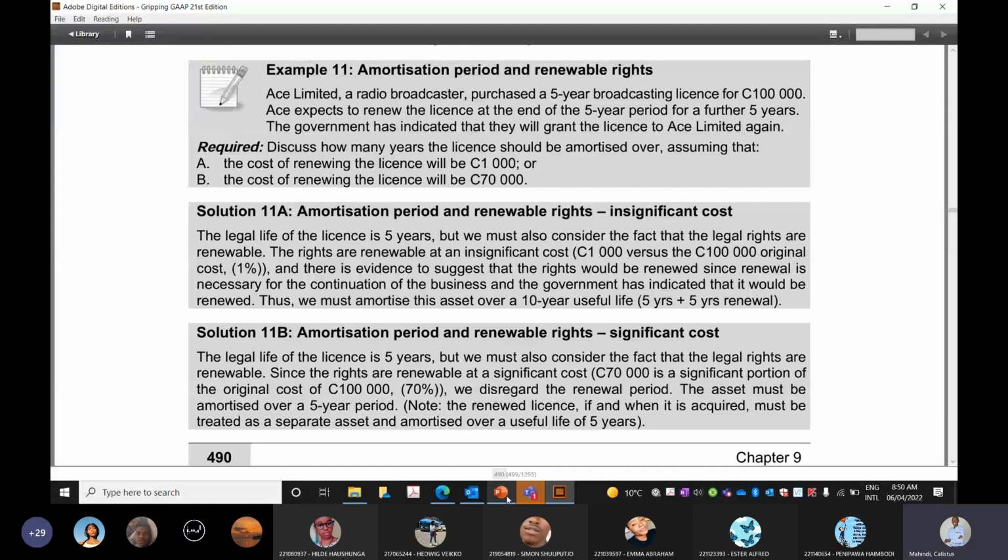If you look at the initial cost of the license, which is 100,000, that is only valid for a period of 5 years, isn't it? But we are saying that the broadcast license must actually have a useful life of 10 years because we expect it to be renewed, isn't it? So we're going to amortize it over 10 years. And since we know the cost of renewing the license is 1,000, we should include that, so we'll have a total of 101,000 and then we'll amortize it over the 10-year useful life.